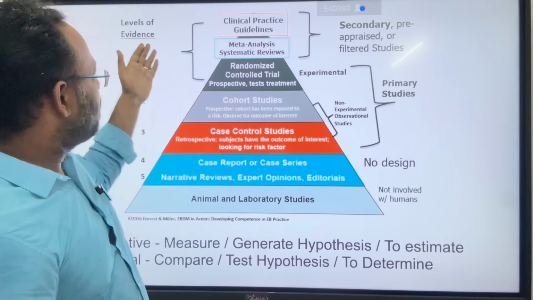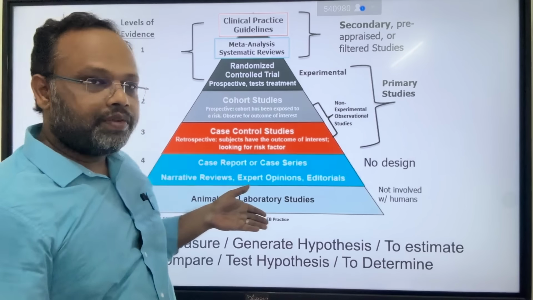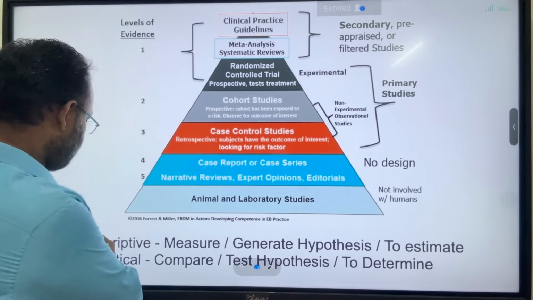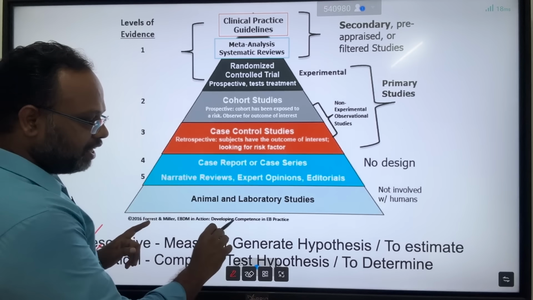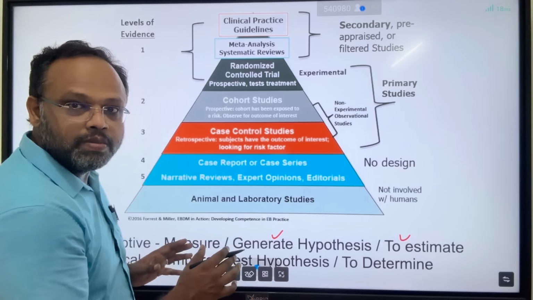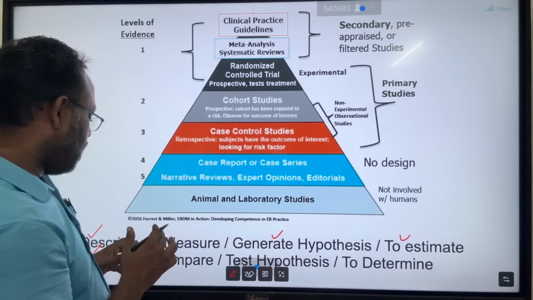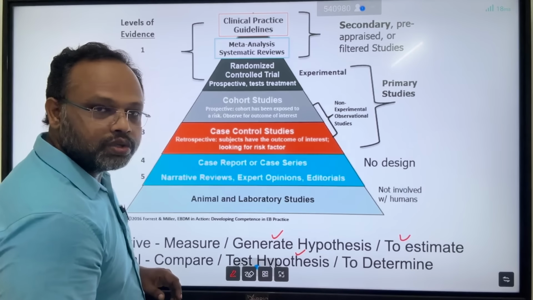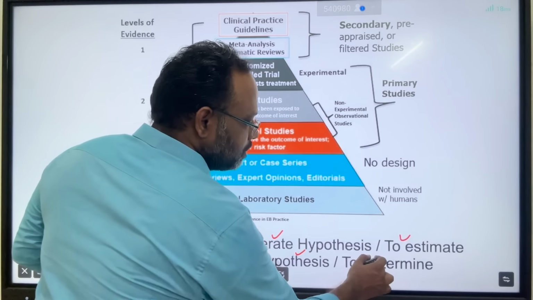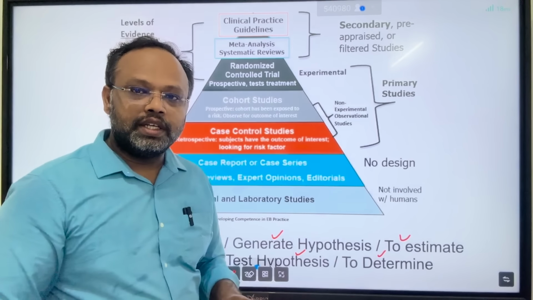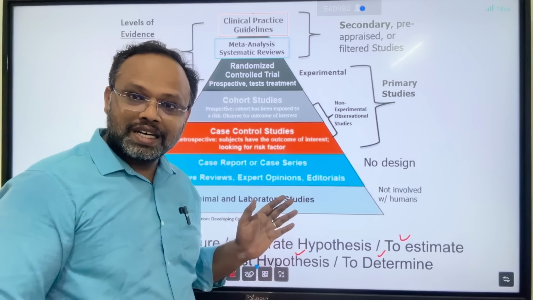So this is the level of evidence. This is called the evidence pyramid. We have mentioned about descriptive and analytical studies. For descriptive, we have to measure, and it is for generating hypothesis. To estimate will be the specific verb which we use in the objective. And for analytical, compare will be in our objective. It is used to test the hypothesis. The verb which we use for the objective will be to determine the factors associated, like that. So this is related to the study designs.